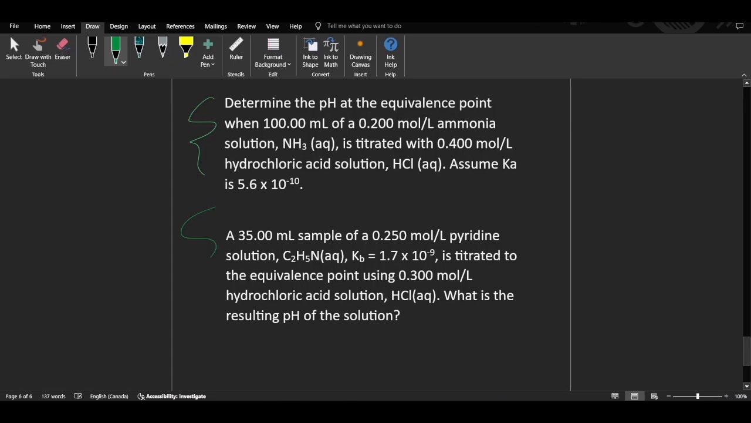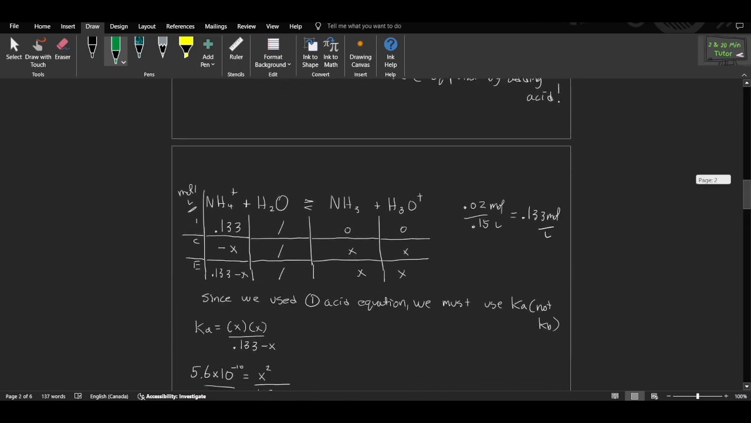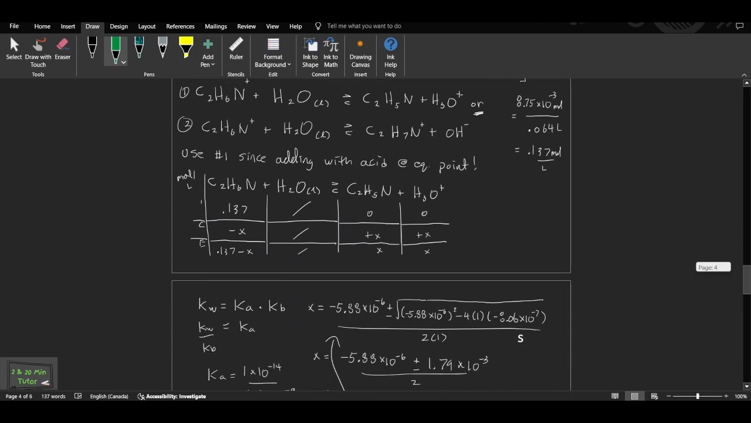Try these two questions on your own. I'll be giving you the answers shortly. This is the answer to the first question. This is the answer to the second question.